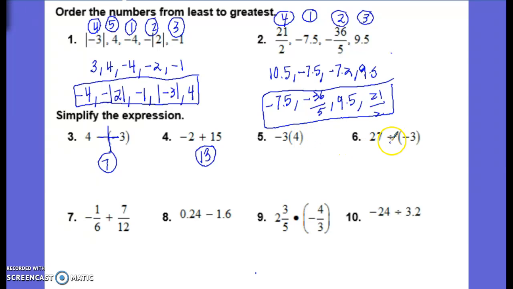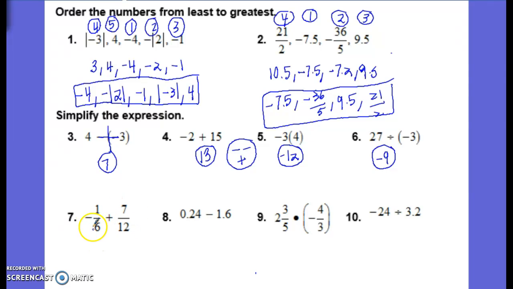Multiplication and division. Remember, you can use Sleepy Man. Okay, so you cover up whatever you're doing. A negative times a positive, you would cover up the negative and the positive, so you're left with a negative answer. So this is going to be negative 12. Remember, Sleepy Man only works for multiplication and division. Again, a negative divided by a positive is a negative. So 27 divided by 3 is just going to give you 9, but it's a negative.